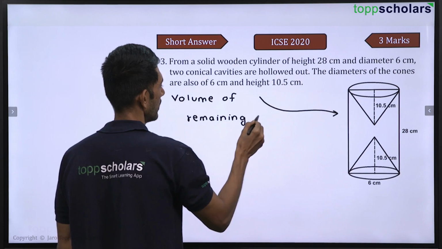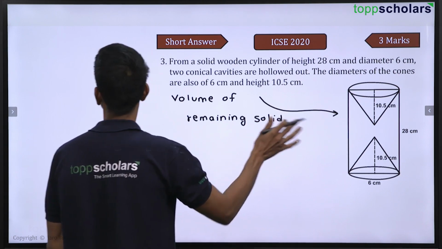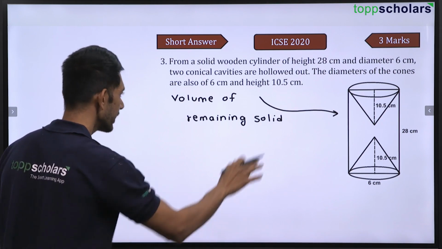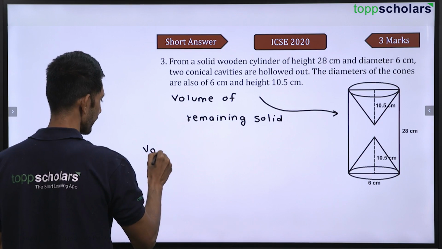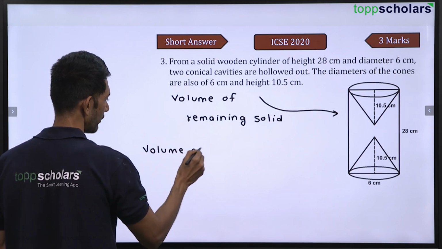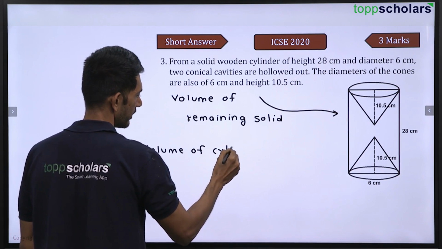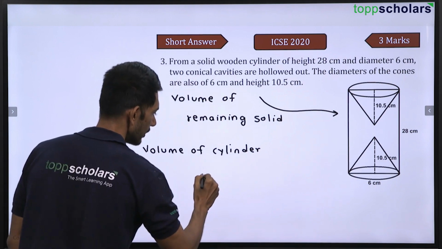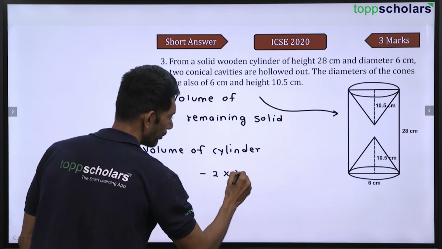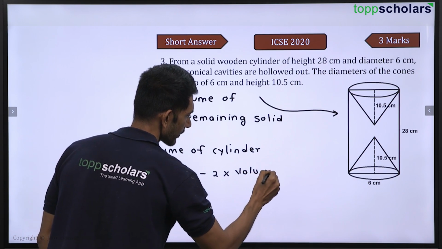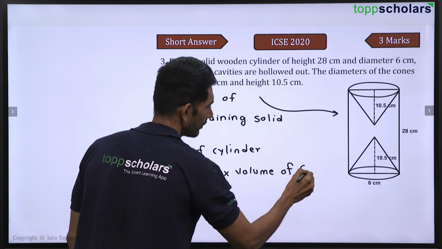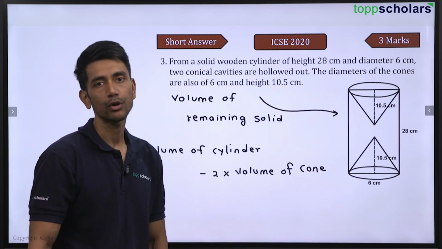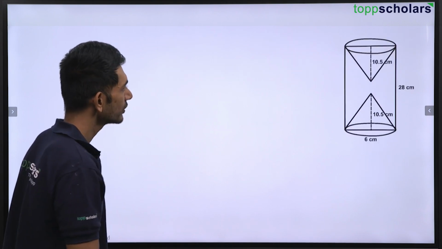Now looking at this, we can easily analyze how to find the volume of the remaining solid. Firstly, we'll find the volume of the cylinder, correct. After that, we will subtract 2 times the volume of a cone, right? And that is how you can find the volume of the remaining solid. So this is the figure.